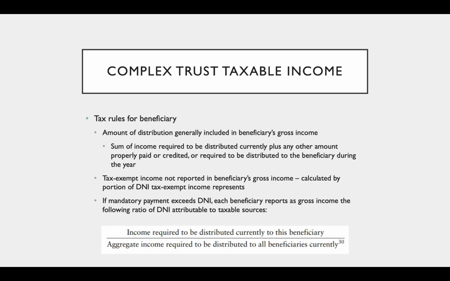If a mandatory payment to a beneficiary exceeds DNI, each beneficiary reports as gross income the following ratio of DNI attributable to taxable sources. In the numerator is the income required to be distributed currently to this beneficiary, divided by the aggregate income required to be distributed to all beneficiaries. This fraction tells them the ratio of the payment they receive that will be taxable.